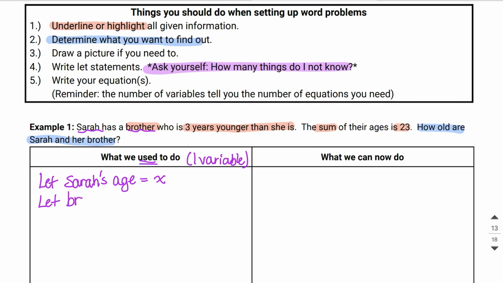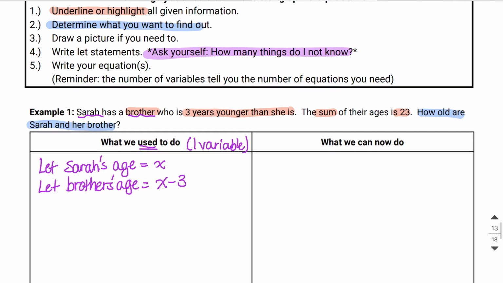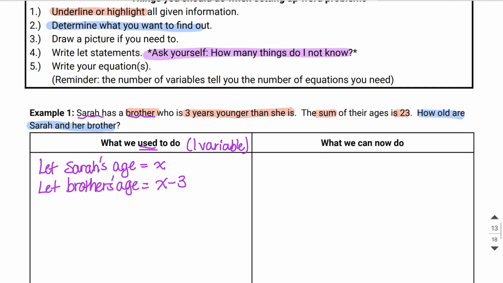So here we're going to say let her brother's age, and her brother is 3 years younger than she is, so it would be x, Sarah's age, minus 3, because he is 3 years younger than her. You don't have to write this out, I'm just showing you this right here. That's what's happening here. It's younger by 3. Okay, all right, cool. Now, the next thing that we need to do is write your equations.